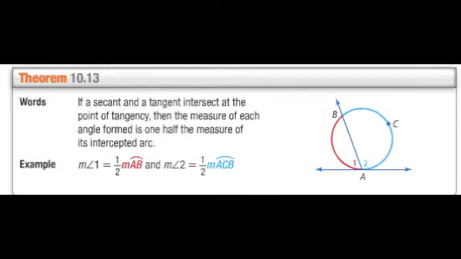If a secant and a tangent intersect at the point of tangency, then the measure of each angle formed is half the measure of its intercepted arc. So in this diagram, you can see that angle 1 is equal to half the measure of arc AB.